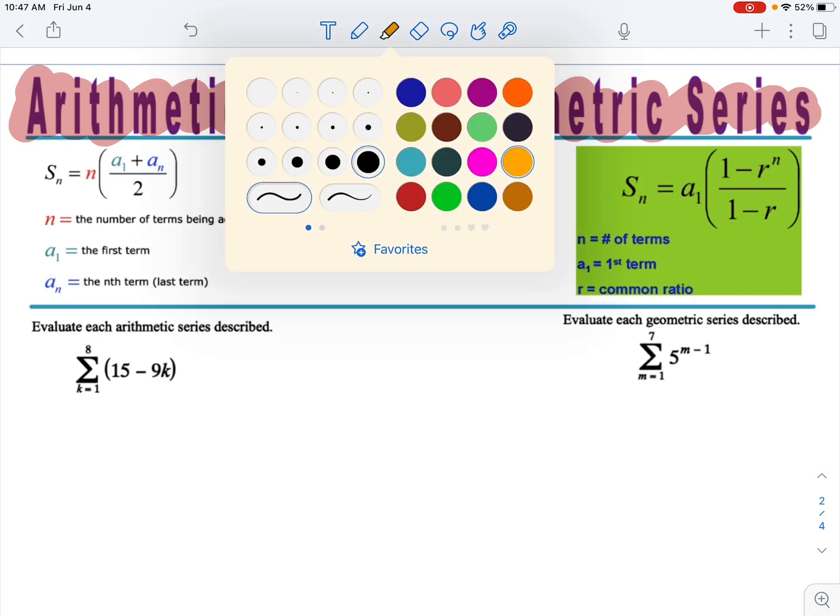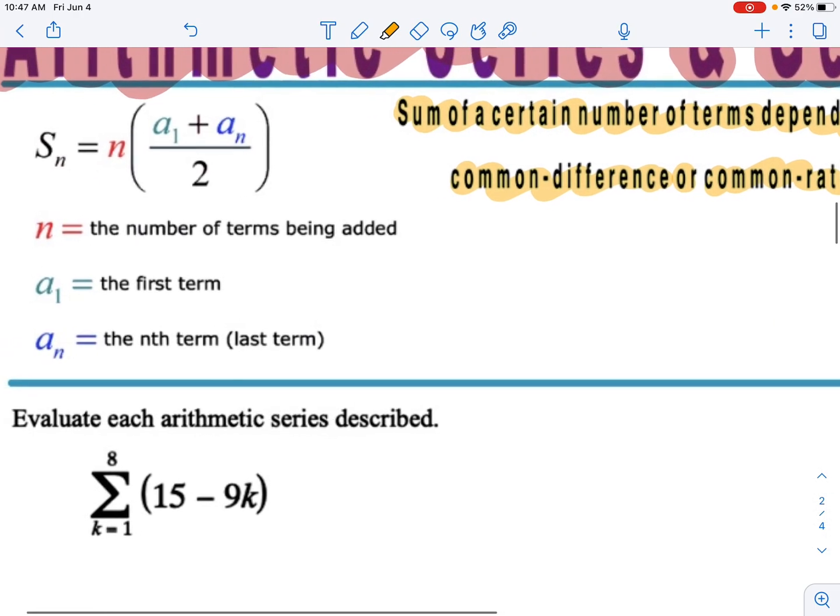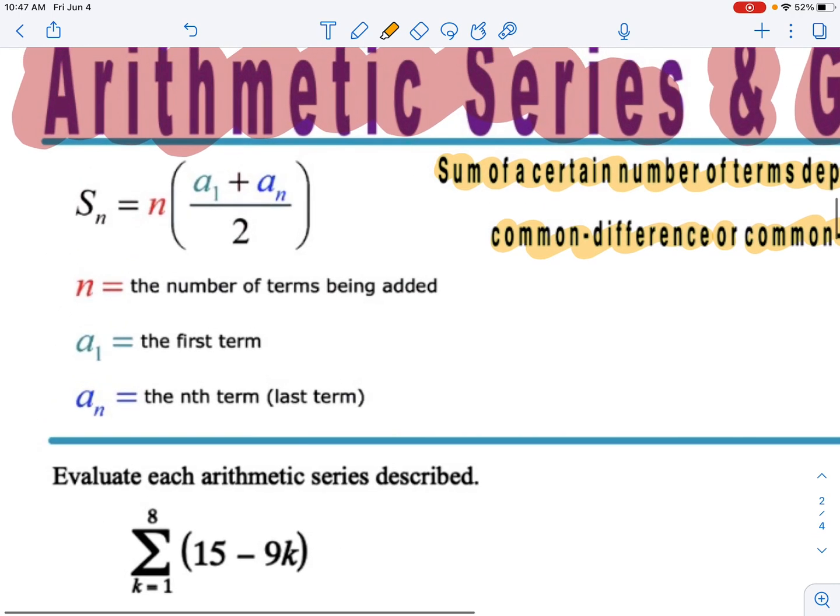So, what does series mean? Series, kiddos, is the sum of a certain number of terms depending on the common difference or the common ratio, okay? So, it's what happens when you take a big long list of numbers and you add them all up. What is the sum? What do you get when you add up all these numbers?